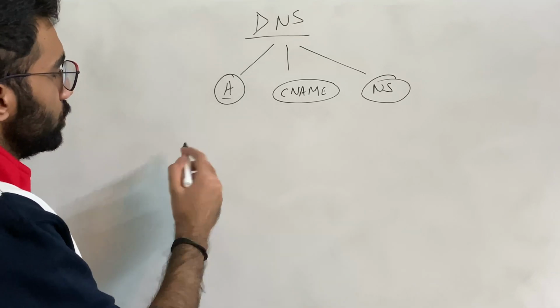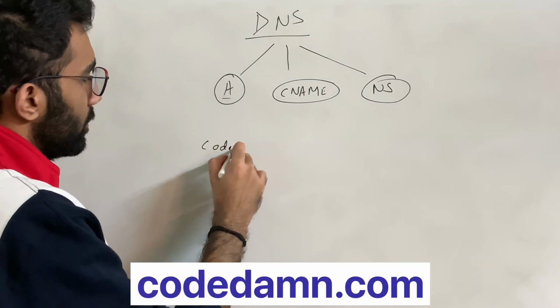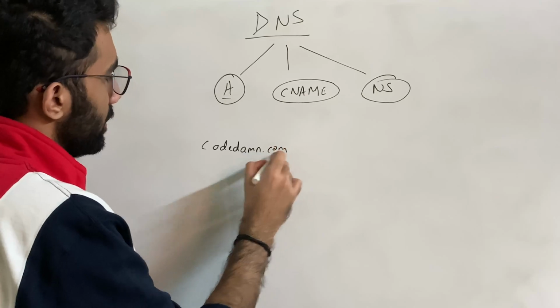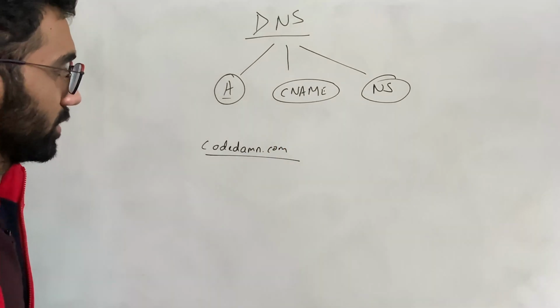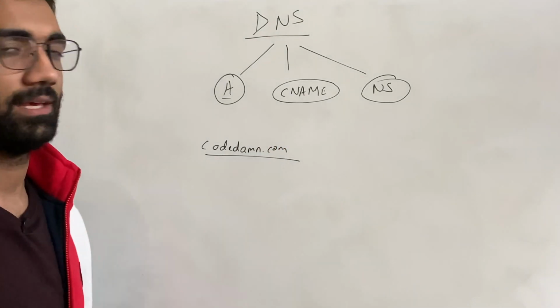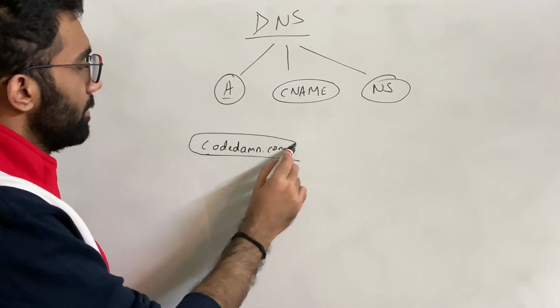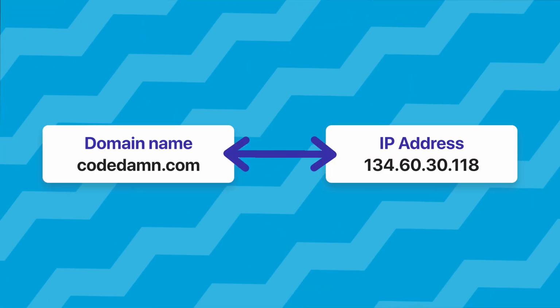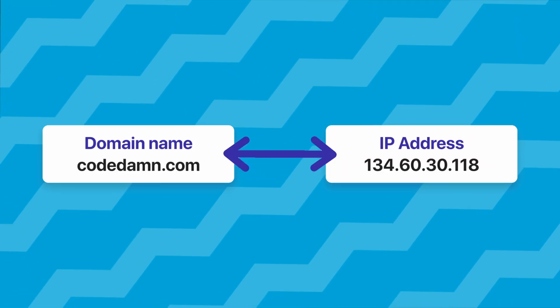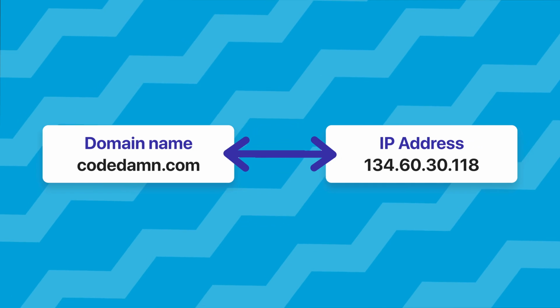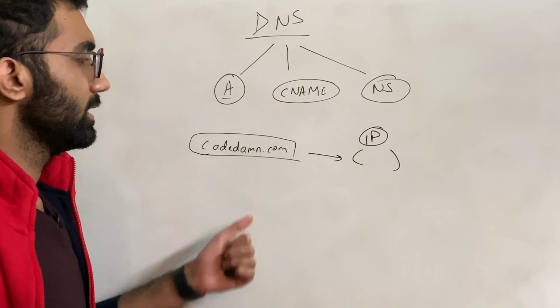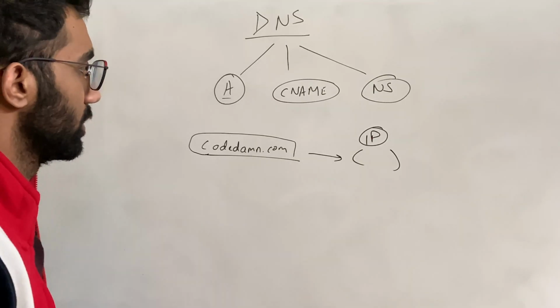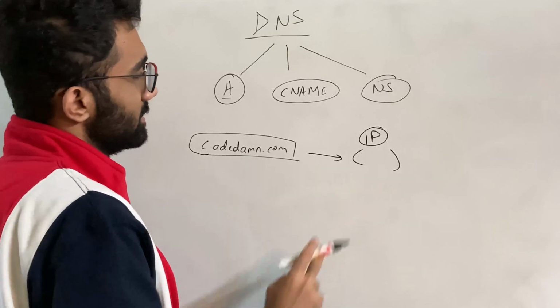Now, let's say you own the domain codedamn.com, right? You have bought it using some sort of domain registrar, whether that's Cloudflare, whether that's GoDaddy, anything, and you want to make your website live. Now, one of the things you have to do is somehow map this domain name to an IP address. That is the easiest way to bring a website live, right? The easiest and kind of the only way possible, because your domain name actually needs an IP address.